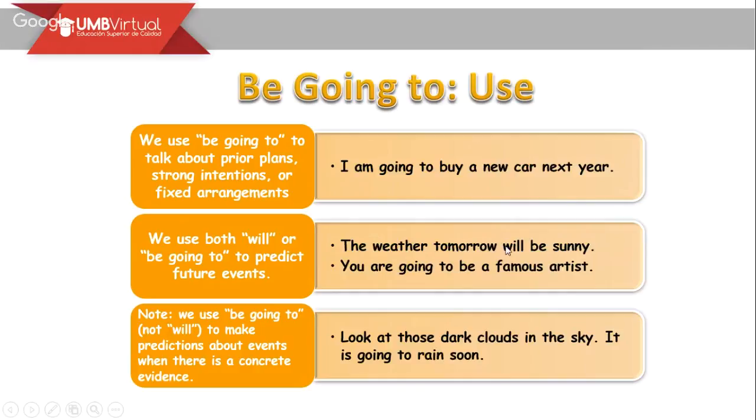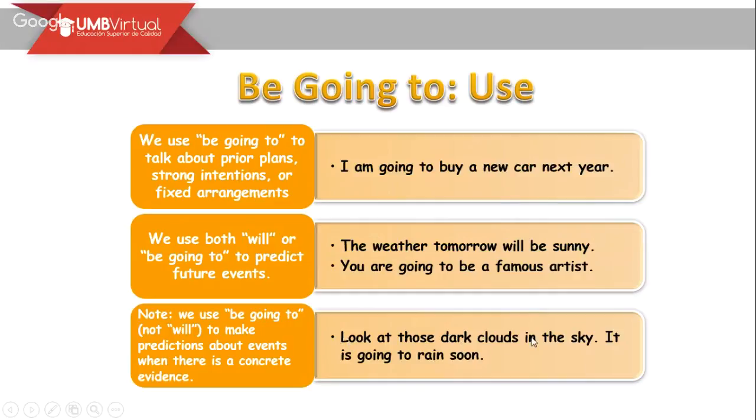We use both will or be going to predict future events. The weather tomorrow will be sunny, or you are going to be a famous artist. Depending on how far it is, we are going to use will or going to. Closer, farther. We use be going to, not will, to make predictions about events when there is concrete evidence. When the event is really close or it is very concrete, we are going to use be going to.